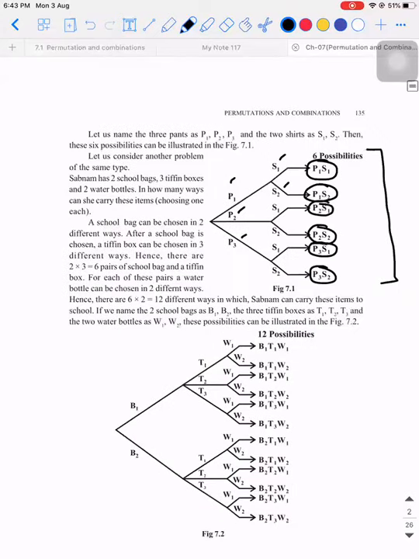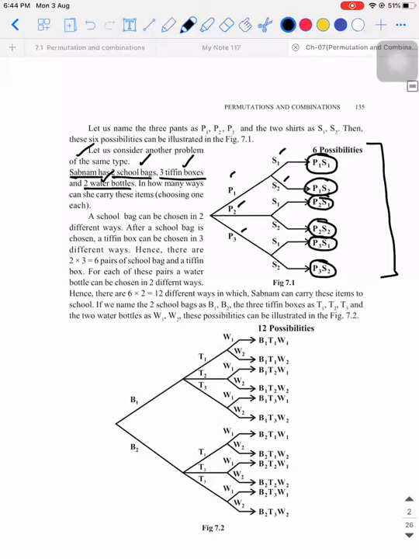So let us consider another problem of the same type. Observe. Shabnam has 2 school bags, 3 tiffin boxes and 2 water bottles. So what is she having? She's having 2 school bags, 3 tiffin boxes and 2 water bottles. In how many ways can she carry these items, choosing one each?